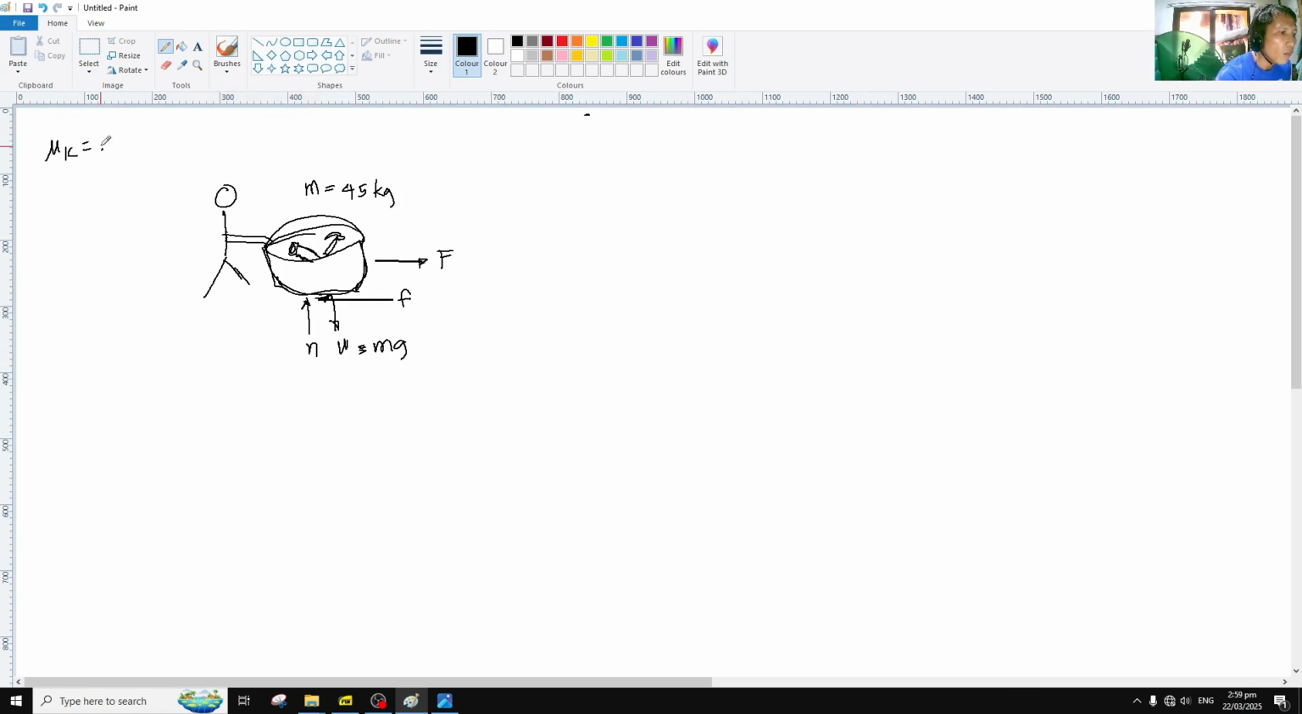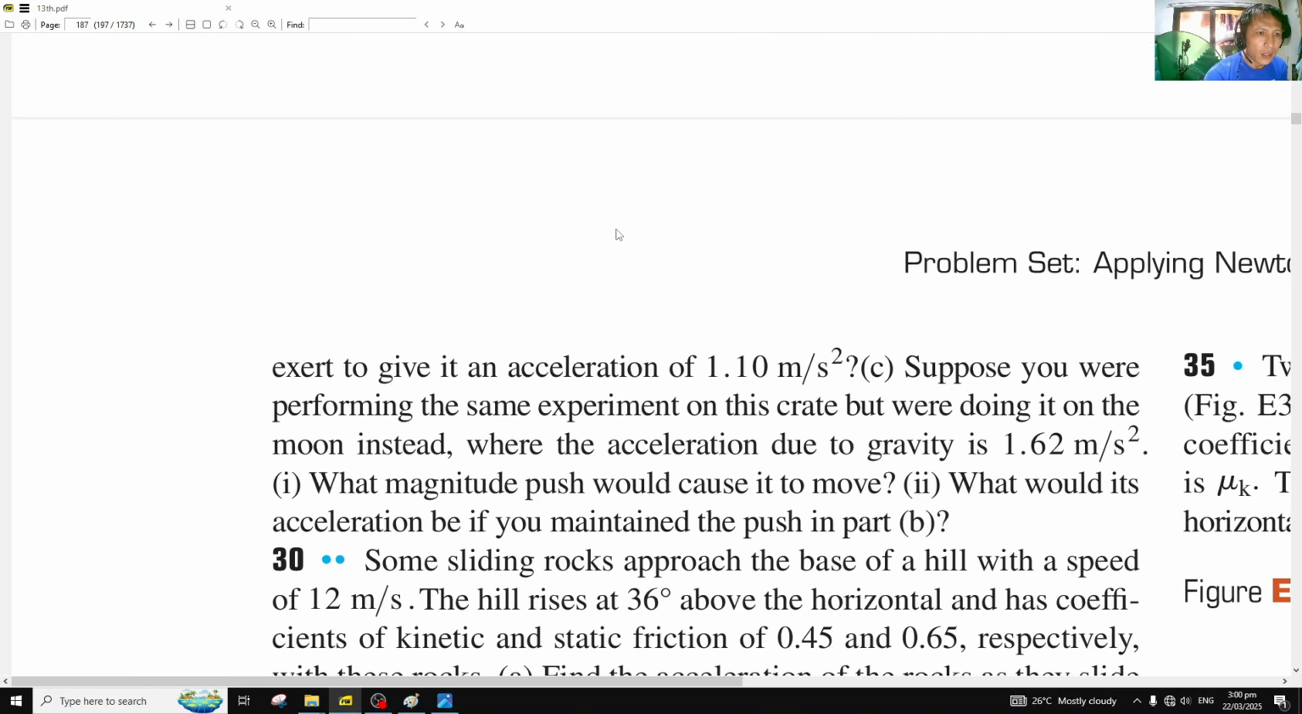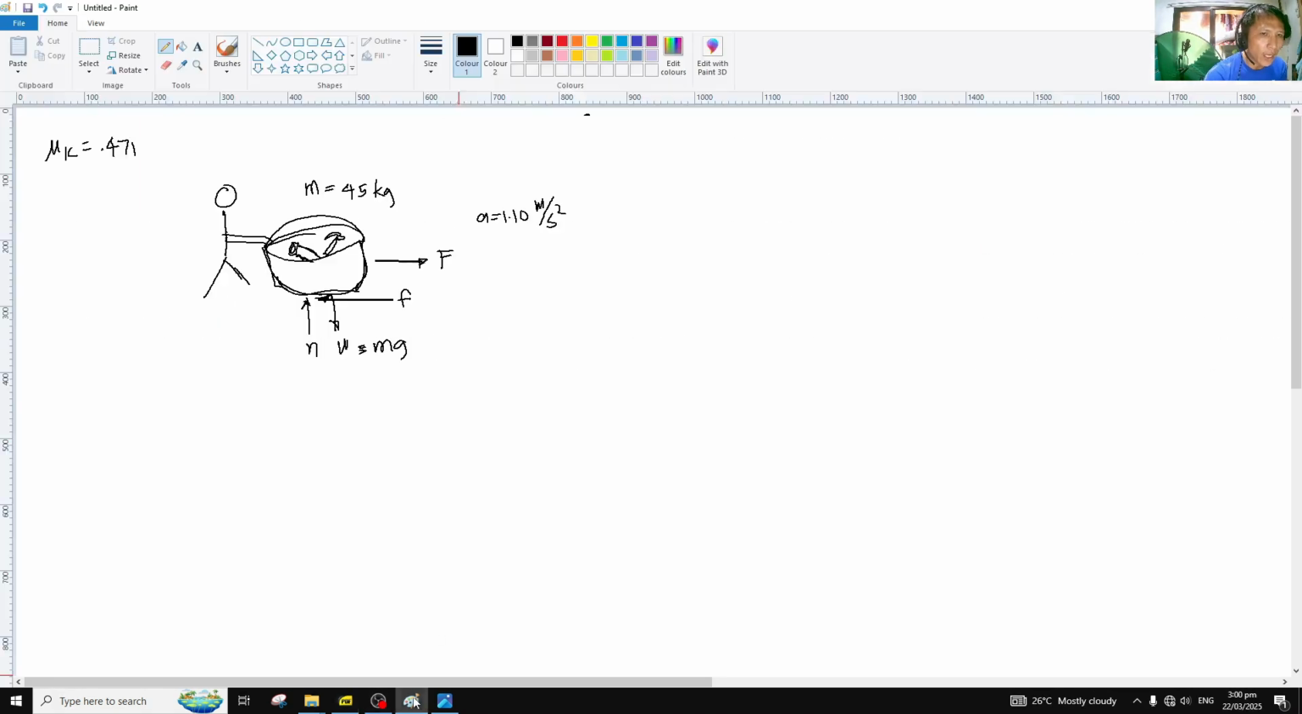Mu k is 0.471, and then we'll calculate that F, that will give us an acceleration of 1.10 meters per second squared. Did I get it right? What push? So F, an acceleration of 1.10 meters per second squared. So we go back to our Newton's second law. That is, the summation of forces on x, because that's where the acceleration is, the direction of your acceleration. So it must be on x.